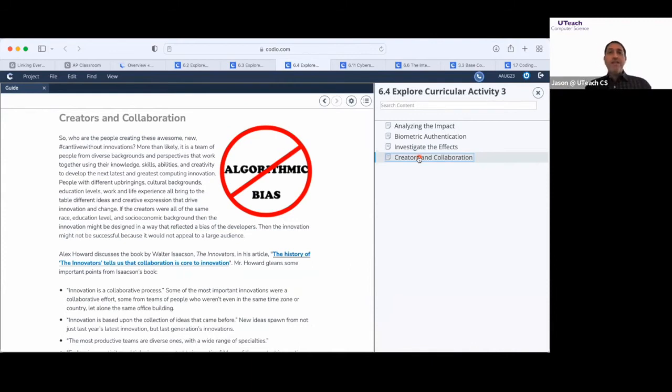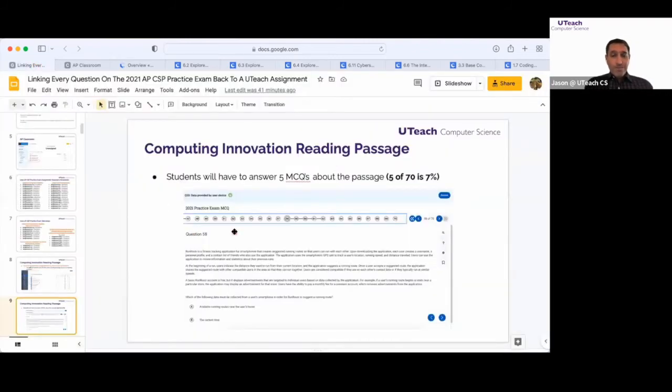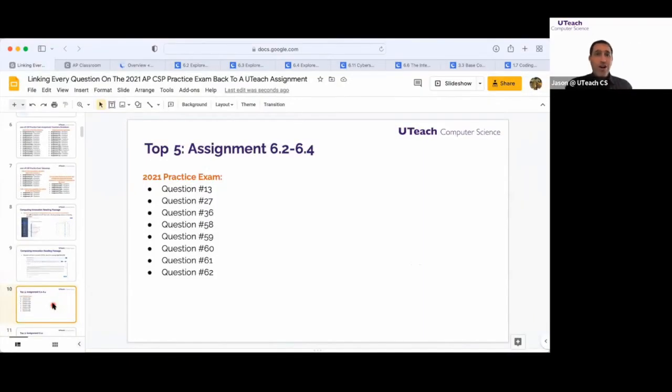So that's why these 3 assignments, 6.2, 6.3, and 6.4, I want you to do them. They're going to be tested on 8 different questions on the exam. All right, so just please keep that in mind. These are important assignments. So these are the questions on the exam that are going to test that.